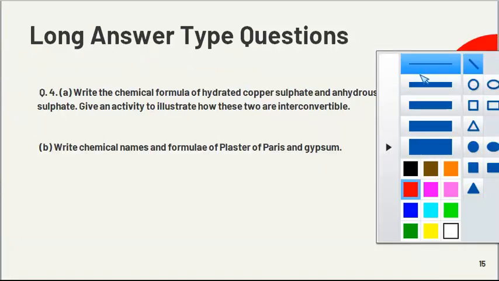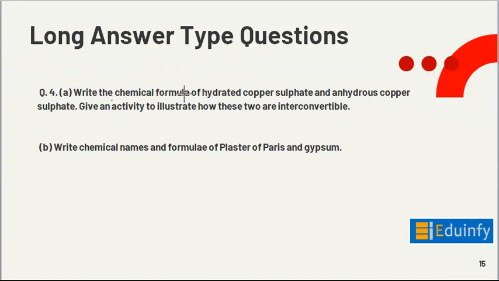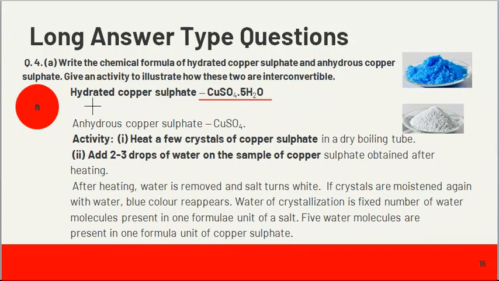So moving to next question, write a chemical formula for hydrated copper sulfate and anhydrous copper sulfate. Give an activity to illustrate how these two molecules are interconvertible. Another question is write chemical names and formula of plaster of Paris and gypsum. So hydrated copper sulfate is copper sulfate with 5 molecules of water, that is CuSO4 with 5 molecules of water. And anhydrous copper sulfate is copper sulfate.